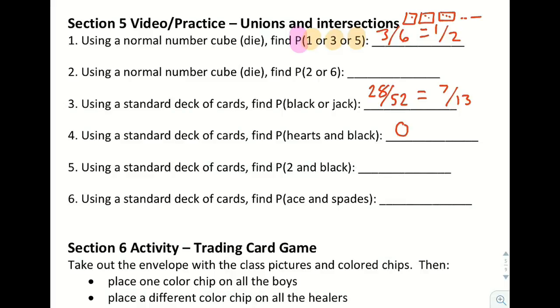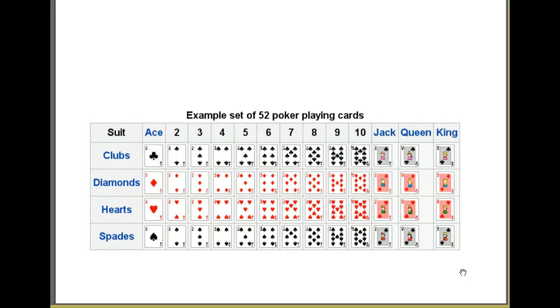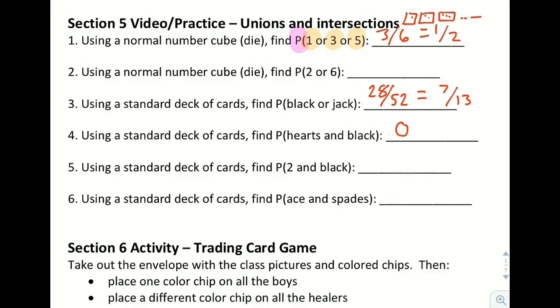Let's do one more with "and" together, and then the last one will be yours on your own. 2 and black. If we look at our black cards, we have 26 of them. But it also has to be a 2. The word "and" means it can't just be either or, it has to be both a black card and a 2. So this 2 of clubs and this 2 of spades are the only 2 cards in the whole deck that meet that requirement. So you would get 2 out of 52 for this one, which reduces to 1 over 26. And I'll leave the last one for you to do on your own.